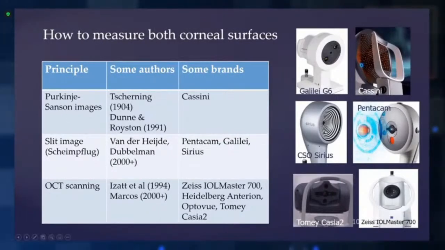It's not a new invention. Actually, more than 100 years ago, they were calculating the back surface of the cornea from the Purkinje-Sanson images. Now we have slit imaging. We have OCT scannings, and they are coming in great numbers.